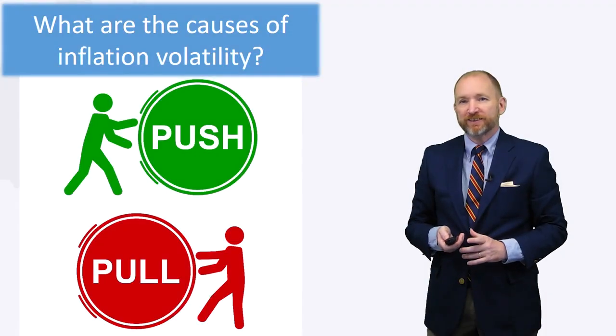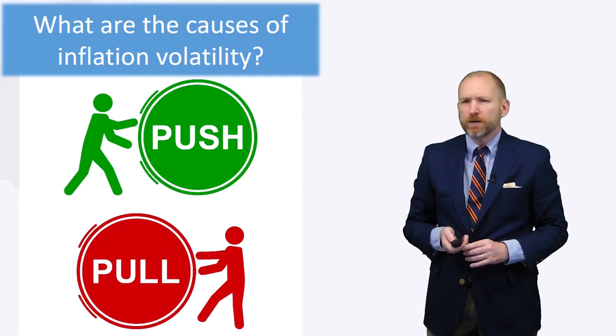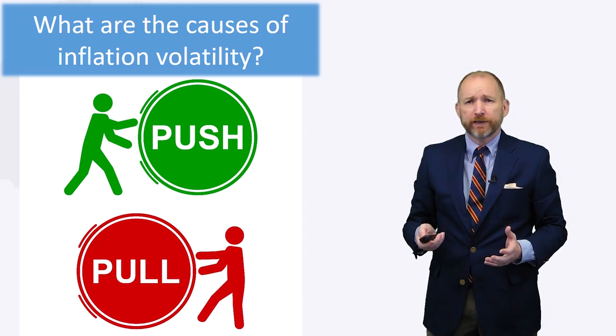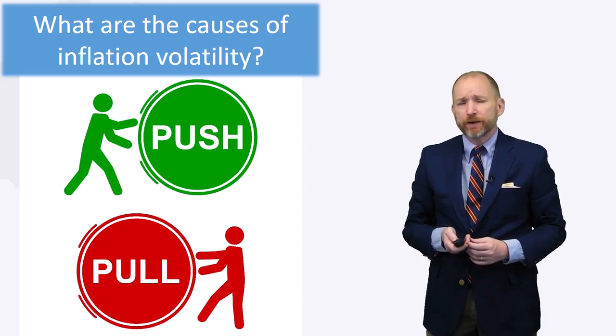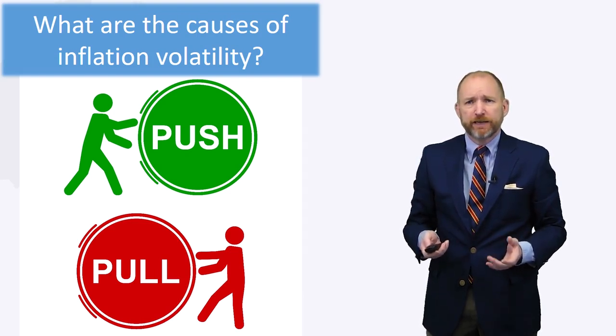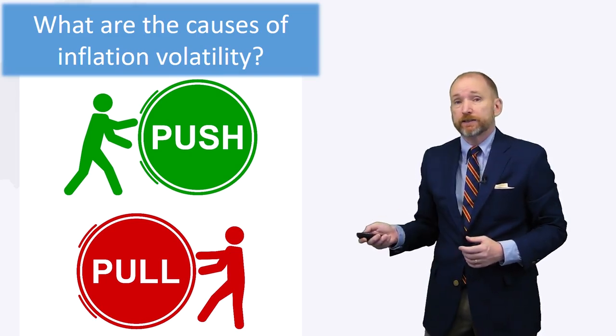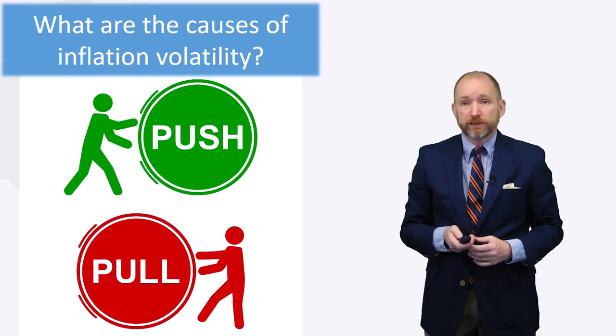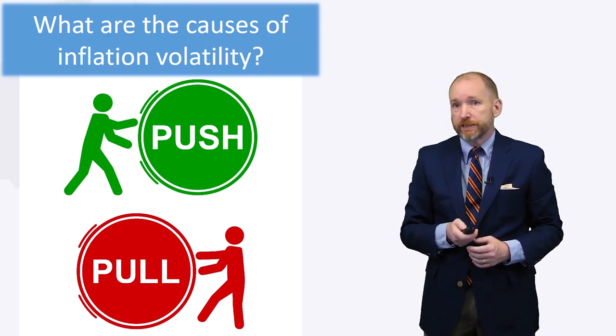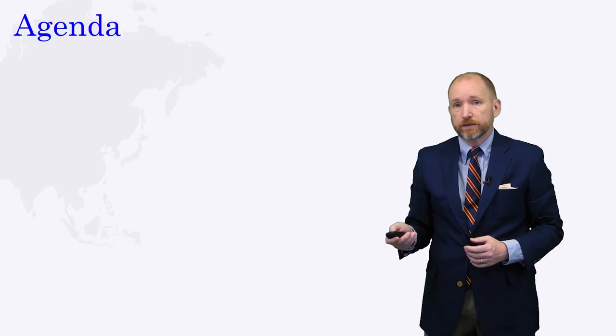Central banks are trying to achieve low and stable inflation, but they operate in an environment in which various forces may be destabilizing. What are the causes of inflation volatility? In this segment, we'll provide a taxonomy of potential causes of inflation volatility, dividing them into push and pull factors. The central bank's best policy choice can depend on the precise nature of the destabilizing forces.